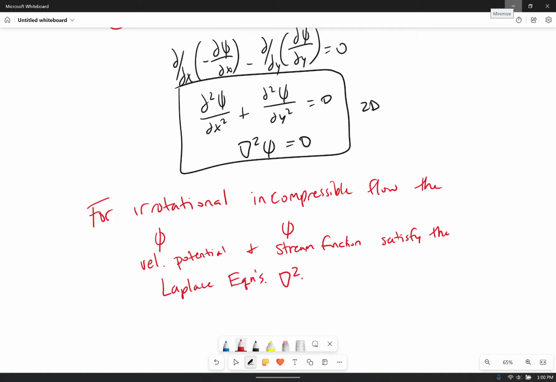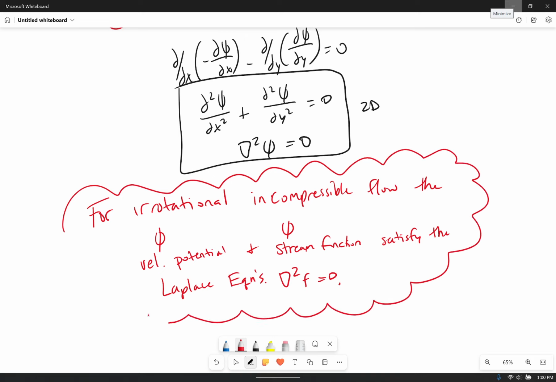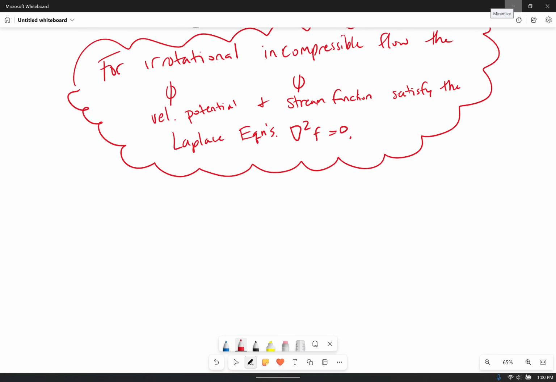Great. Why do I care? Well, you actually do care. You care a lot because this is glorious. For one, Laplace's equation is super popular. That means equations already exist, solutions already exist to a whole bunch of useful problems.